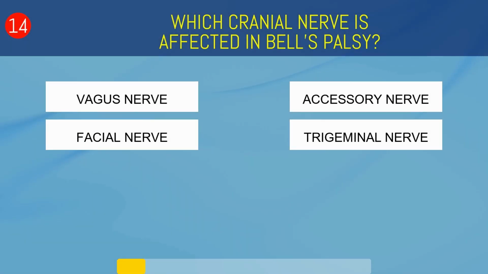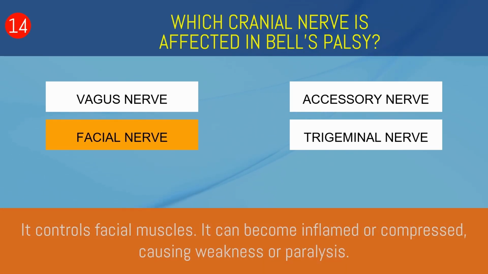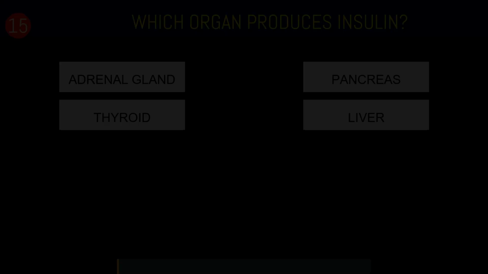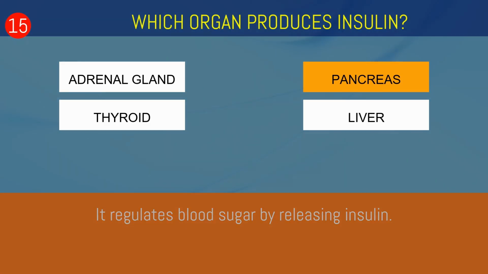Which cranial nerve is affected in Bell's palsy? Vagus nerve, facial nerve, accessory nerve, or trigeminal nerve? Facial nerve. It controls facial muscles. It can become inflamed or compressed, causing weakness or paralysis. Which organ produces insulin? Adrenal gland, thyroid, pancreas, or liver? Pancreas. It regulates blood sugar by releasing insulin.